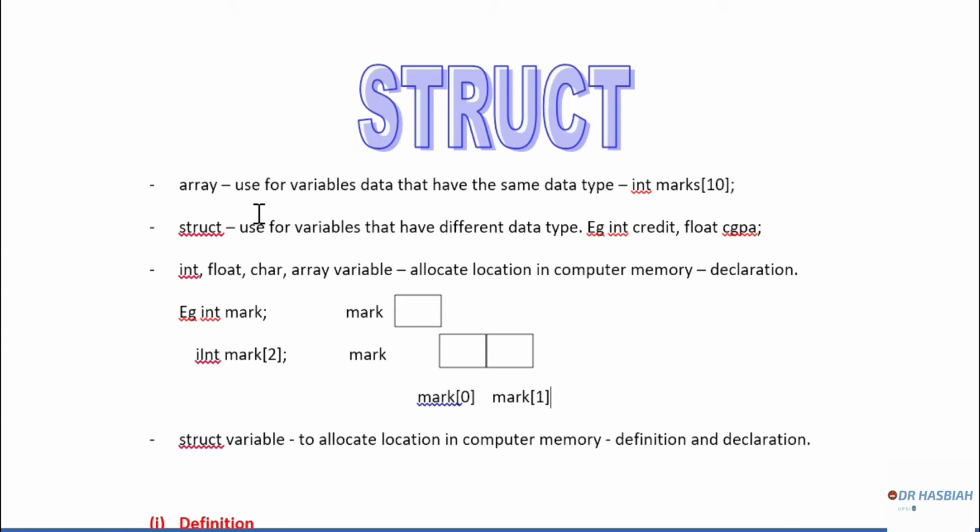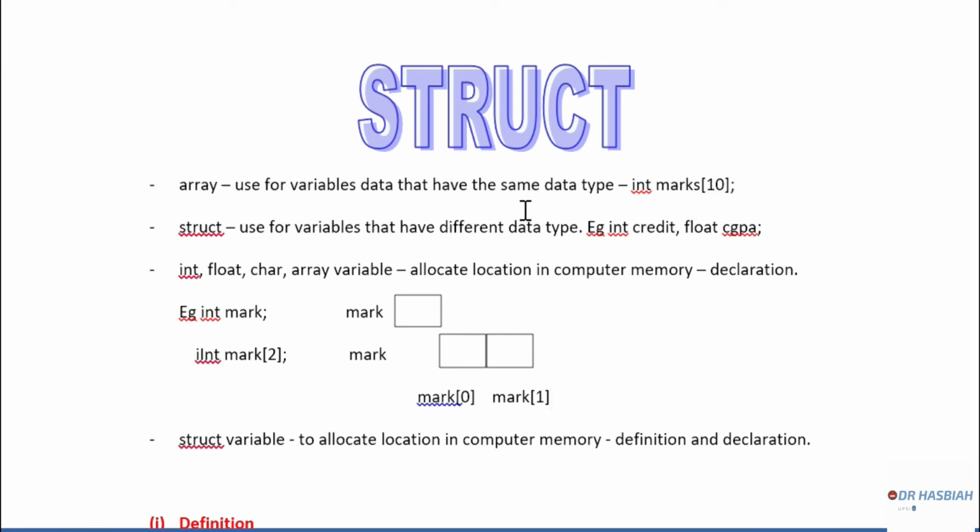So if you have several variables that have the same data type, we can put the variables into an array. For example, here I have integer marks, and then you have to put the size of your array. The size of your array here is 10. So integer marks 10 means we have 10 marks here. So this is the array.